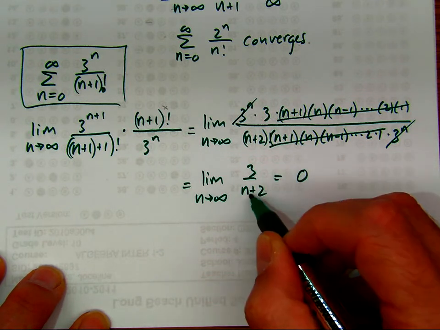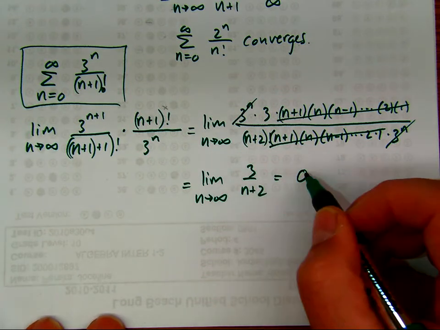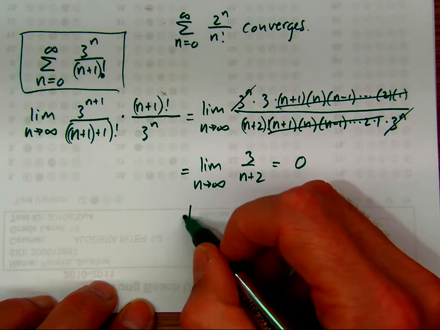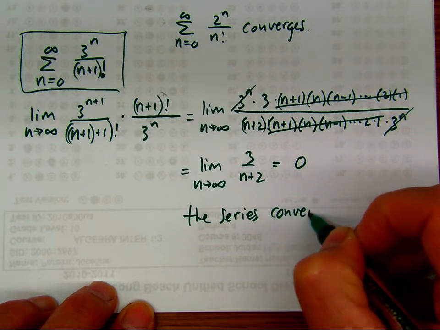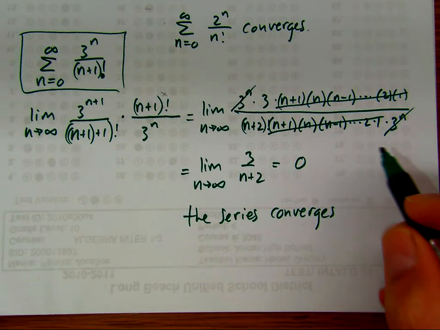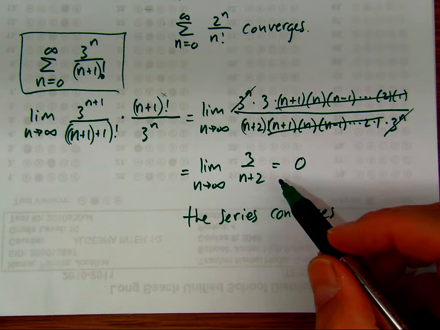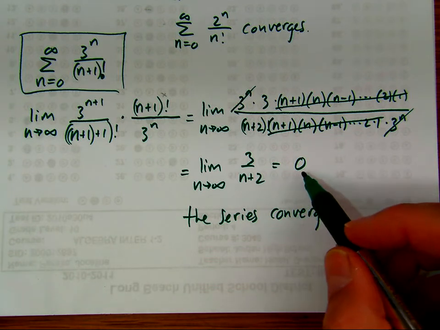As n goes to infinity, this goes to 0, so we can say that the series converges, because the limit of the ratio is 0.